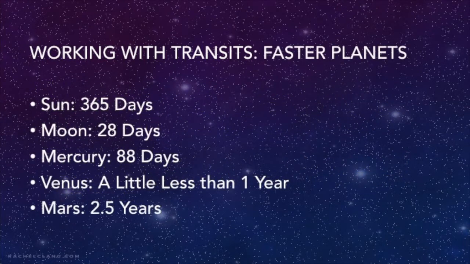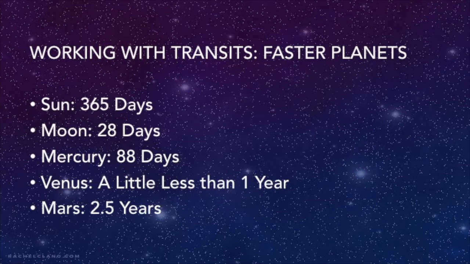So just to refresh your memory, let's look at fast versus slow-moving planets. We start with the sun. It takes 365 days for the sun to make one full rotation around the zodiac. For the moon, it's 28 days. Mercury, 88 days. Venus, a little bit less than a year. And Mars, 2.5 years. Each one of these planets and the luminaries symbolize aspects of your personal life.